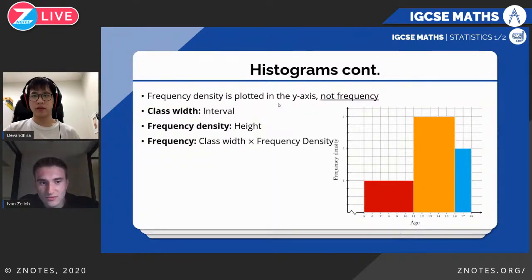The class width is the interval. So the class width would be 5 to 11 here, 11 to 16 there, and 16 to 18. Frequency density is the height, and to calculate area, it's base times height, class width times frequency density.